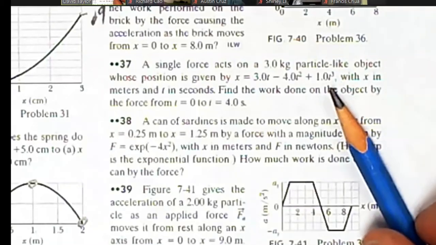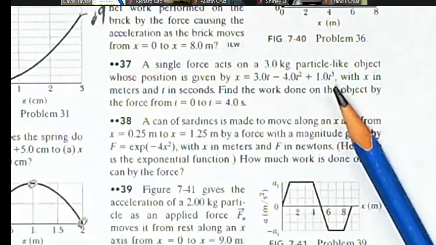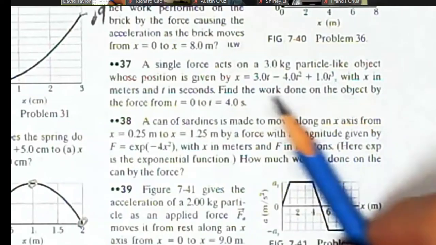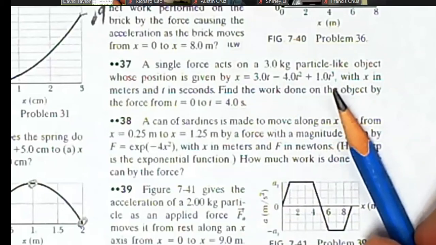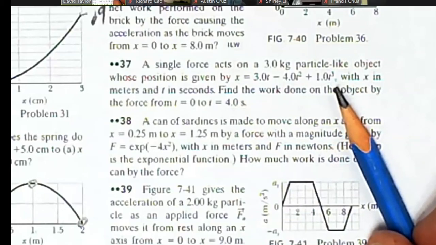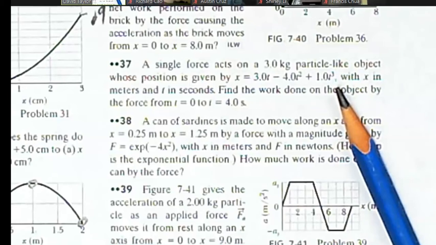And how do I know that a constant force is not acting on this particle? Well, if you remember, when we look at the position function as a function of time, we know that the acceleration is constant if the highest power on t is 2. But here we see the highest power on t is 3. So that tells me this is not constant acceleration, which means it's not a constant force. F equals ma. If my acceleration is not constant, my force is not constant. So I am not able to just do force times displacement. I'm going to have to rely on something else.